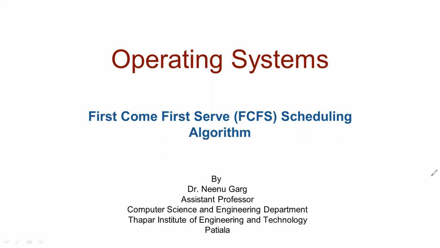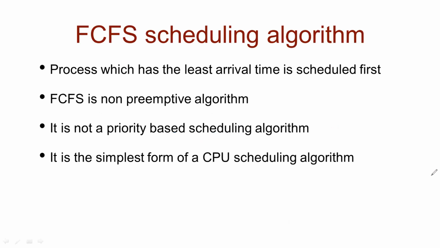In this session, I will discuss the first come, first serve scheduling algorithm. Let's start. FCFS stands for first come, first serve. This algorithm says that the process that requests the CPU first is allocated the CPU first, or we can say the process which has the least arrival time is scheduled first.